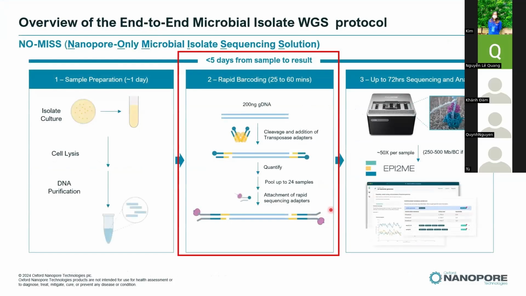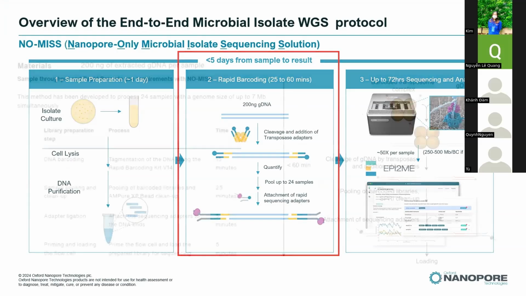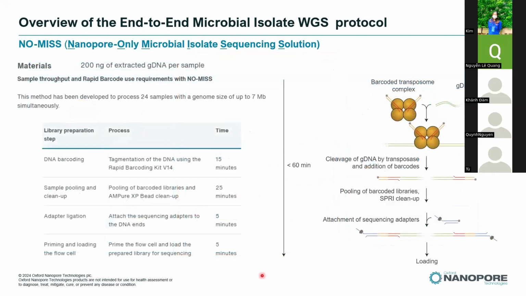So let's go into the library preparation part. When you get your DNA ready, in this protocol we recommend 200 nanograms of extracted genomic DNA. This method has been developed for up to 24 samples with a genome size of up to 7 MB simultaneously. If you are working on a genome size that is smaller or larger than 7 MB, then you can adjust the multiplexing accordingly, depending on a number of factors like the sample quality, your genome size, or the coverage requirements.